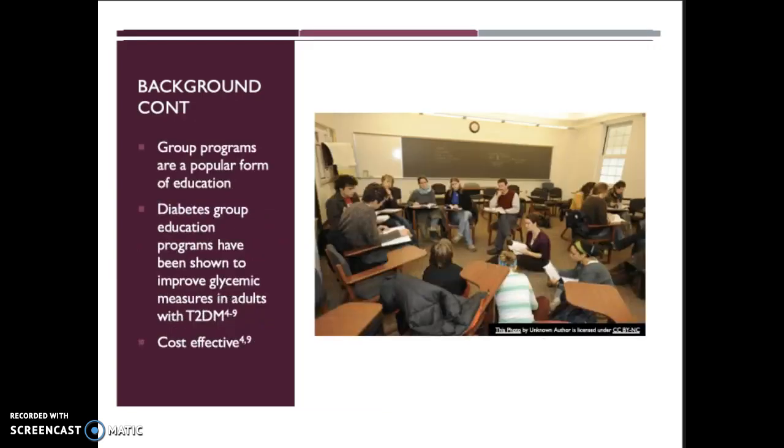One of the treatment methods for diabetes includes education, in addition to medication and other lifestyle changes. Group programs are a popular form of education for diabetes, and diabetes group education programs have been shown to improve glycemic measures in adults with type 2 diabetes. Group programs are also a cost-effective method of treating and managing diabetes.